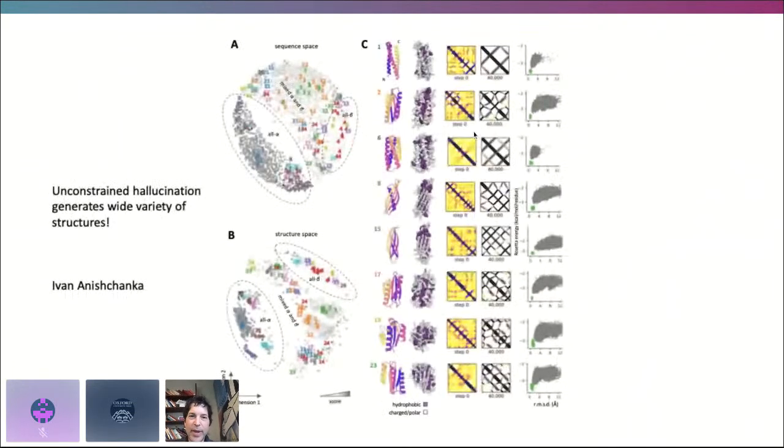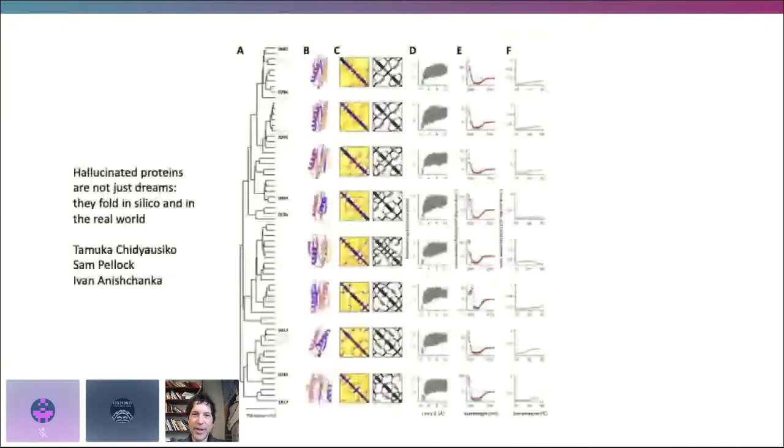So we can do this. If we start with different random number seeds, the network generates all sorts of different types of structures. And maybe I'll just highlight that if we take the sequences of these proteins and put them into Rosetta, this is energy versus RMSD, Rosetta predicts the lowest energy states are in fact the hallucinated structures, which is kind of neat. It's an orthogonal test because Rosetta and this model don't know anything about each other.